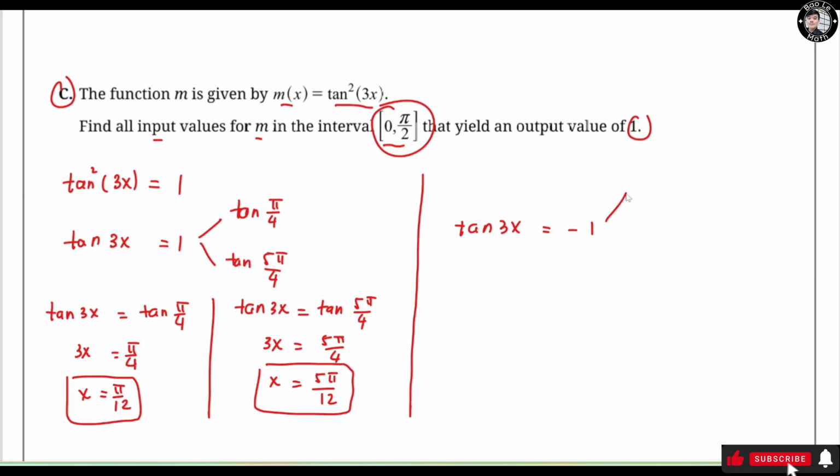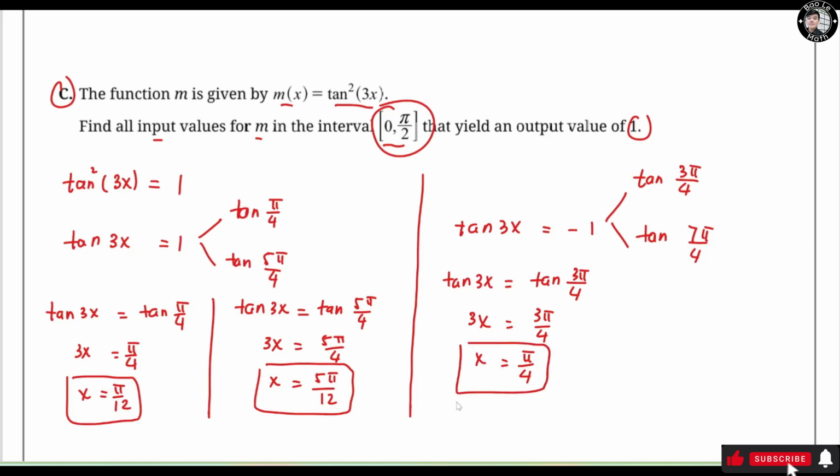Now -1 is the same thing as tangent of 3 pi over 4 and tangent of 7 pi over 4. So we have tangent of 3s equals tangent of 3 pi over 4, and then 3s equals 3 pi over 4. s equals pi over 4. This is the third solution because it's inside the domain right here.